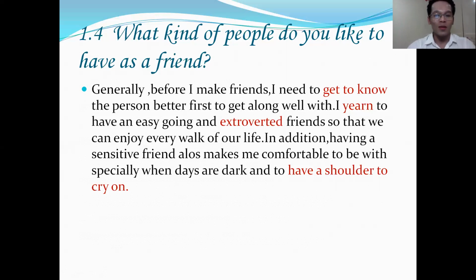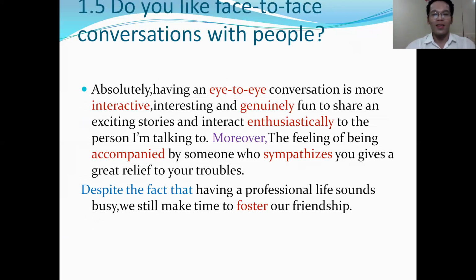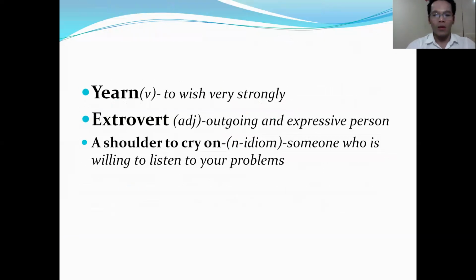So I also use some quite advanced vocabulary in here. "Yearn" means to wish very, very strongly. Example, I yearn to have a higher band score in IELTS during the test. So you wish strongly. An extrovert, of course, is an outgoing personality, a very expressive person. I wish I am, or maybe you wish you were. And last here is "a shoulder to cry on." It's also an idiomatic expression, which means someone who is willing to listen to your problems or someone who is always there for you.